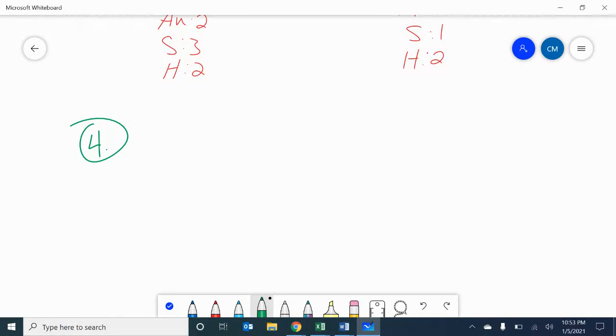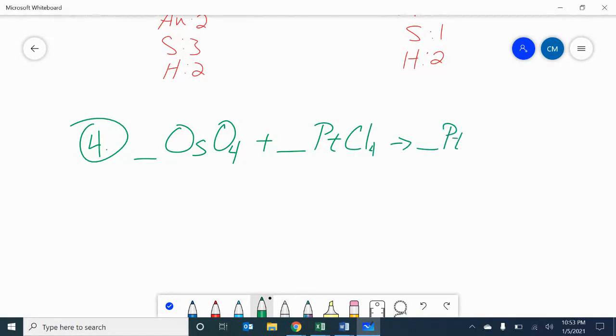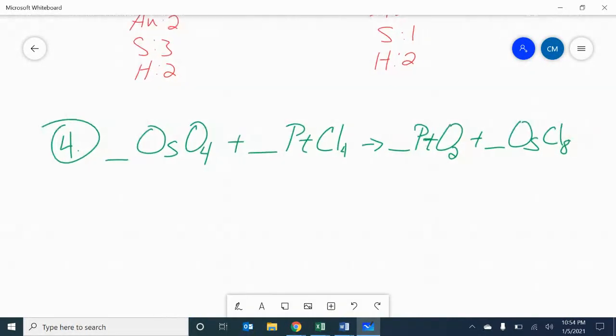Let's look at this one. Something we haven't seen in a while. Osmium, Os, and then O4. We're going to add that to PtCl4. And we're going to produce PtO2. And we're also going to produce OsCl8. All right, that's a good sized chemical equation right there.